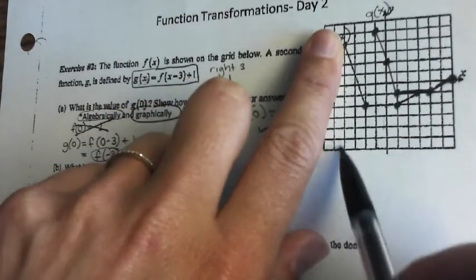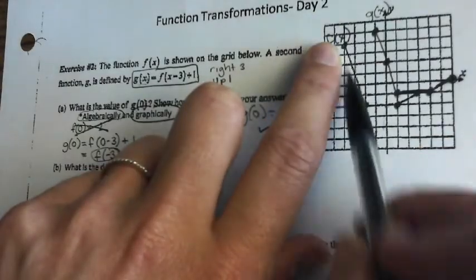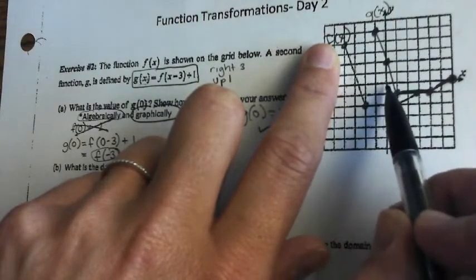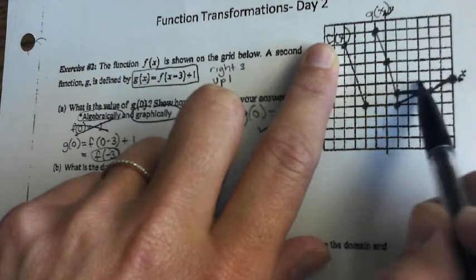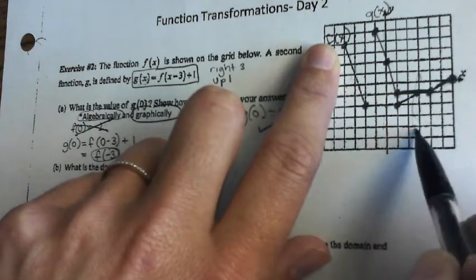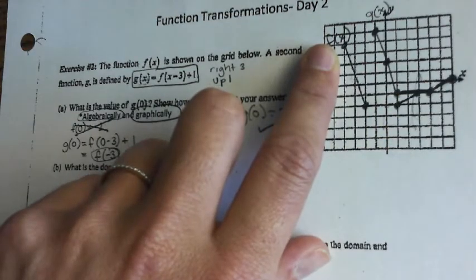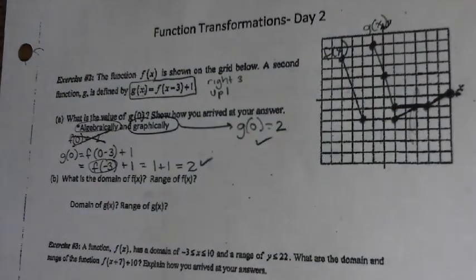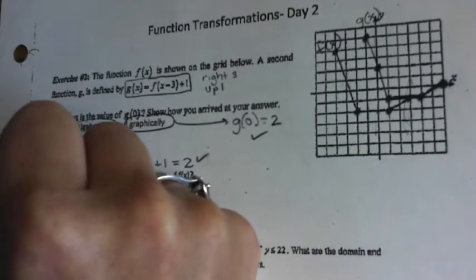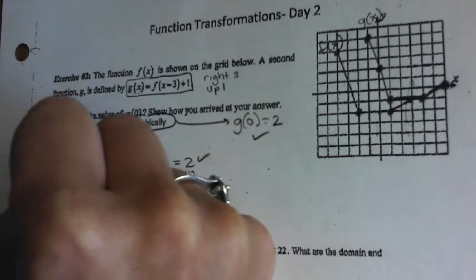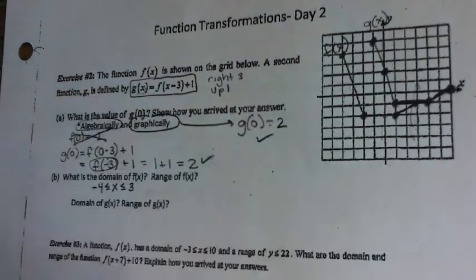From -4, perfect. That's the furthest left f of x is. And then to 3 on the right, perfect. Does that make sense? Domain is the span of the graph left to right along the x-axis. So we're going to write -4 is less than or equal to x is less than or equal to 3.